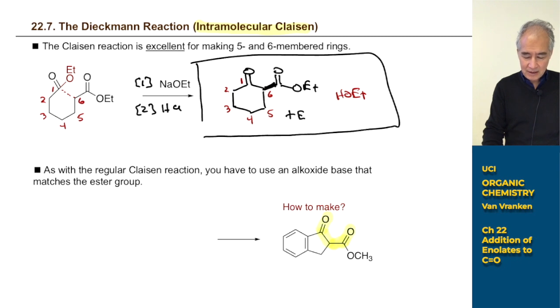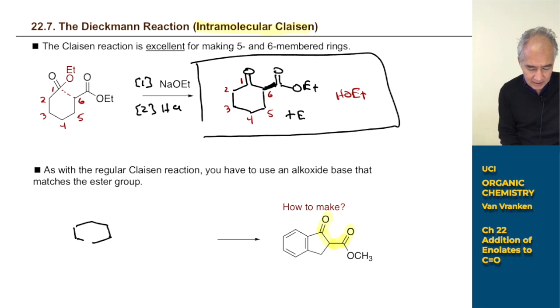Let's go ahead and try to draw out, can we figure out how to draw out the starting material for this, if that's what we're being asked? So how would we make that? Well, I'm going to have a benzene ring in the starting material, and I'm going to have over here a carbonyl that gets attacked.